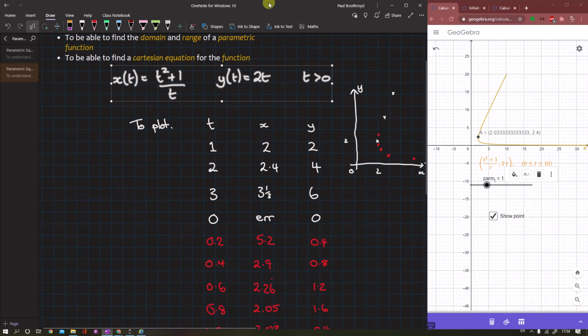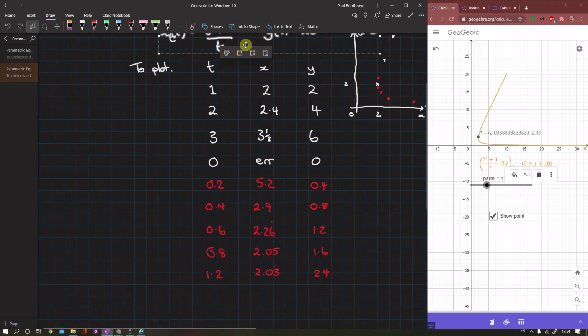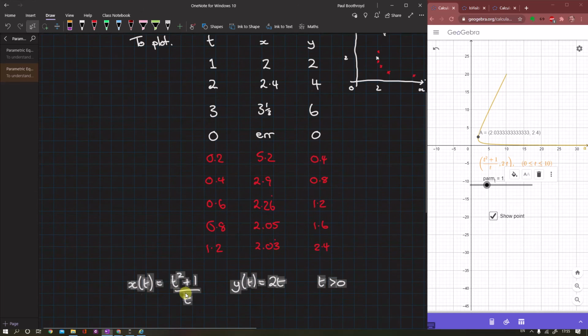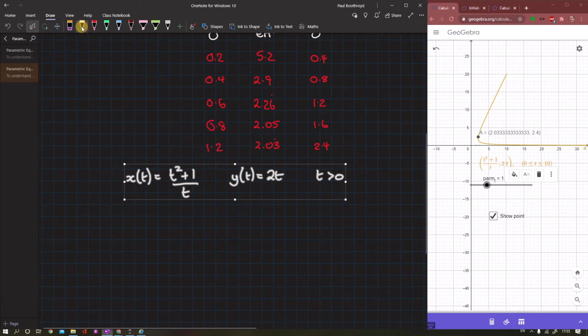You can see it from the graph, but we'll go through it logically. So now if we want the domain and range, let's do the domain first. Things to consider are what values of t, first of all, are limits, and what sort of limits are they? So this said t must be greater than 0.